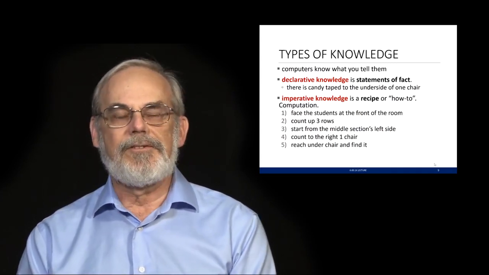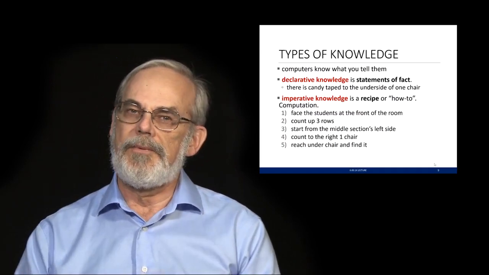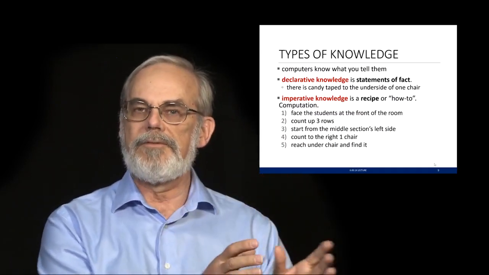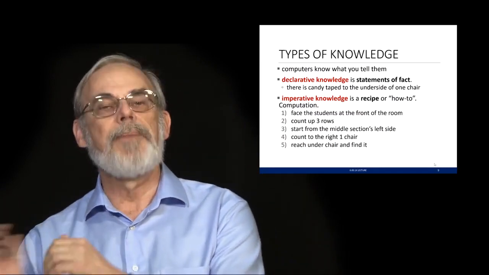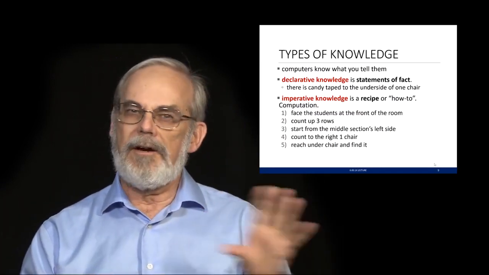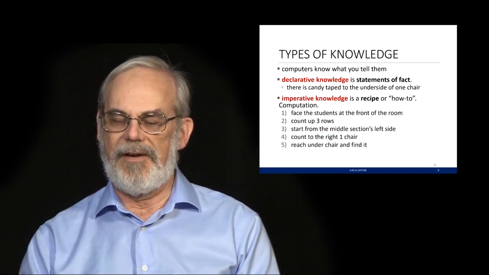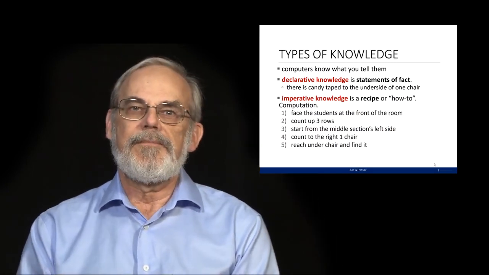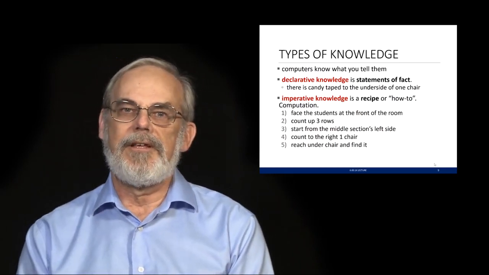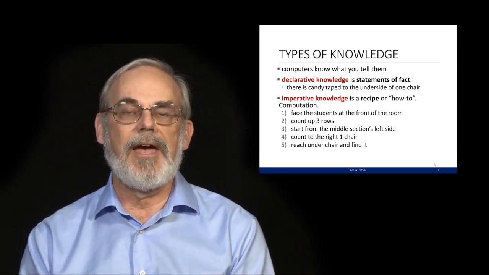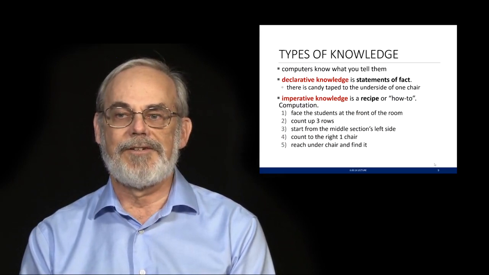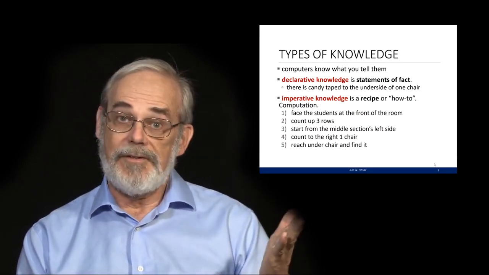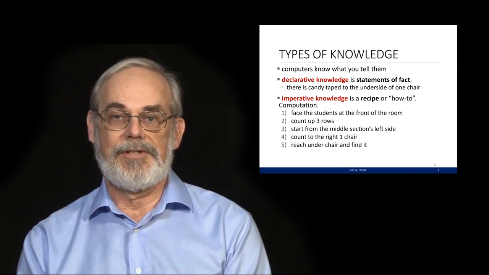And that actually leads to an interesting distinction, because we can divide knowledge into two types, what we're going to call declarative knowledge and what we're going to call imperative knowledge. Declarative knowledge, those are statements of fact, statements of truth. For example, if I were lecturing here at MIT, I might have gone in ahead of time and taped some candy under one of the chairs inside the lecture hall. A declarative piece of information simply says, there's candy taped to the underside of a chair.